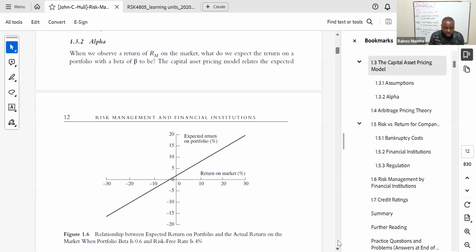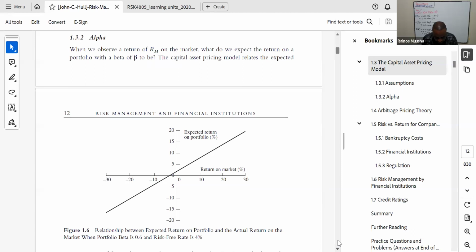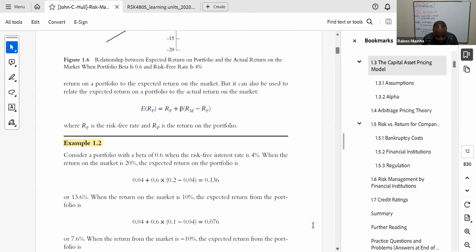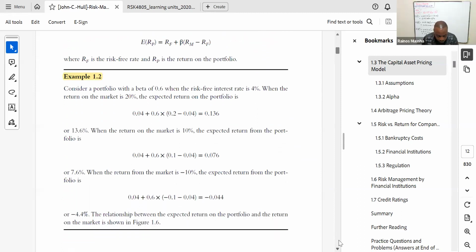Next section, we look at the calculation of the alpha. And when we look at the calculation of the alpha, just to review, remember we said the expected return, when you look at it from a portfolio perspective, we're basically saying the expected return of the portfolio is given as the risk-free rate of return plus beta in the bracket market return minus risk-free rate of return. And then they are giving us this example as well. So can you quickly read through this example and we go through it together?